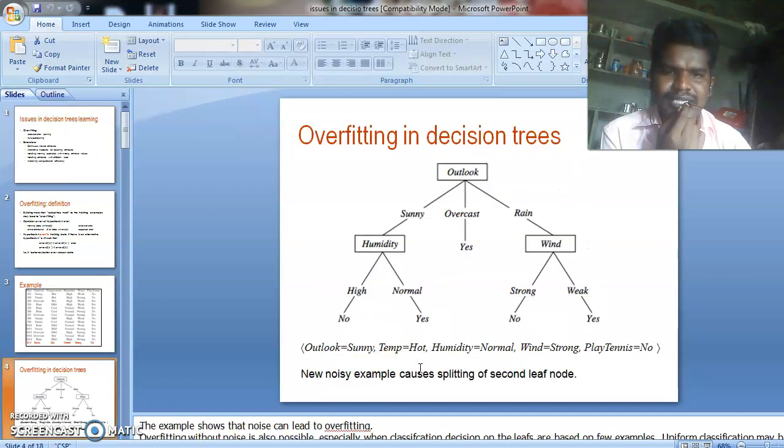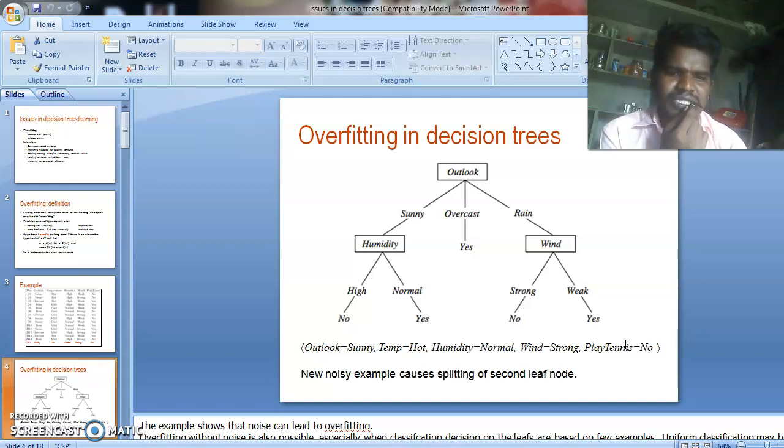This is our decision tree. First is the root node, the attribute with the highest gain value, which is outlook. For sunny, the next attribute is humidity, with high and normal. Similarly for rain, the next attribute is windy, with strong and weak. Taking outlook equal to sunny, temperature equal to hot, humidity equal to normal, wind equal to strong, play tennis equal to no. Here this data is fitting into the decision tree.